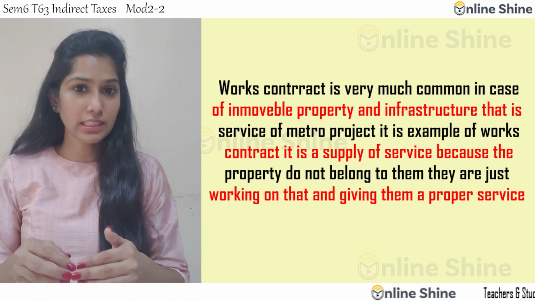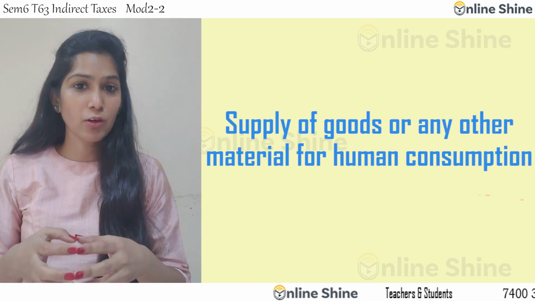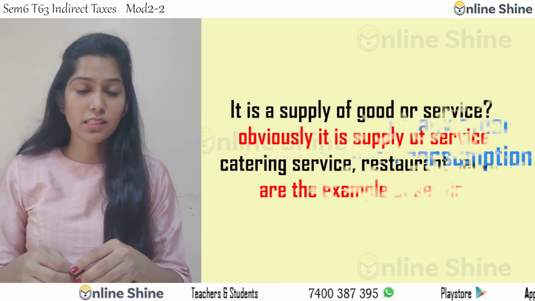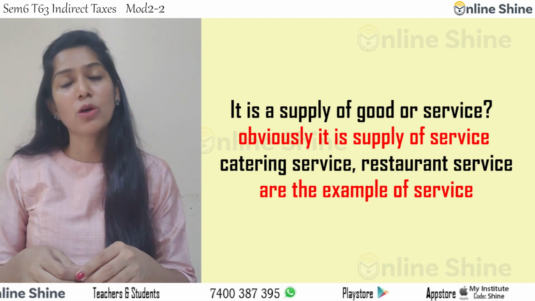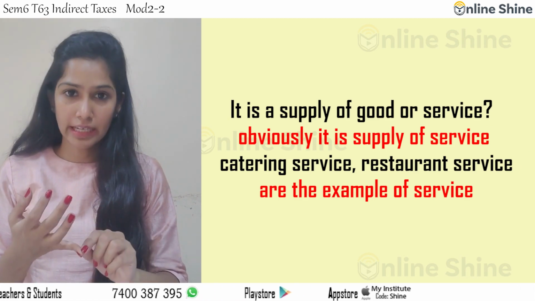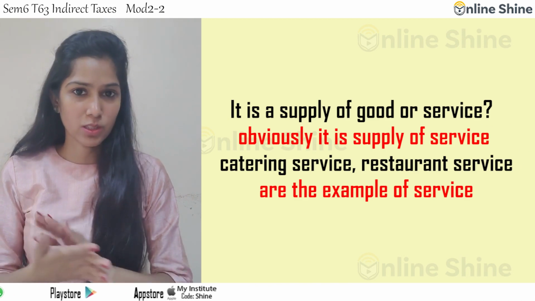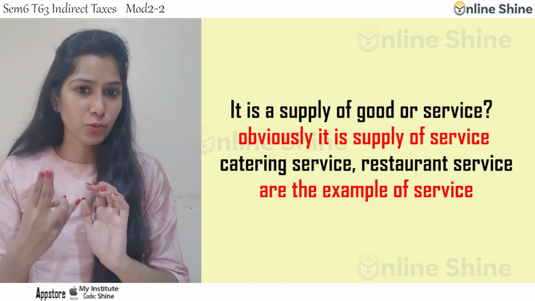Now the next thing, the last thing which we have is supply of food, or any other article for human consumption. Is it a supply of good or supply of service? Obviously, it is a supply of service. Catering service, restaurant service, all these are examples of services. Okay, so we are done with schedule 2 also.